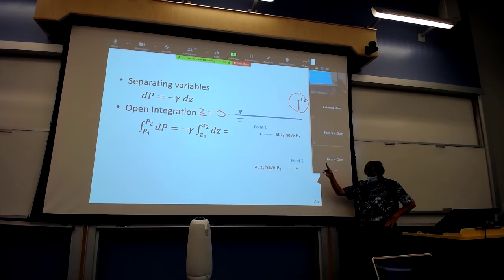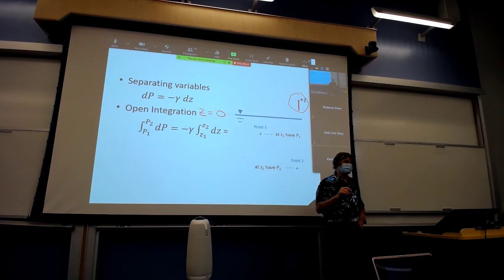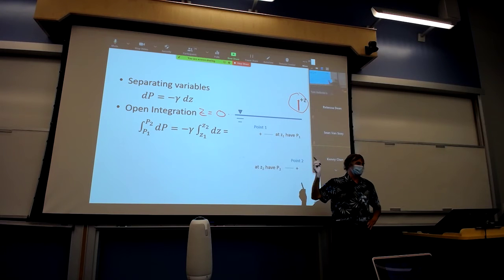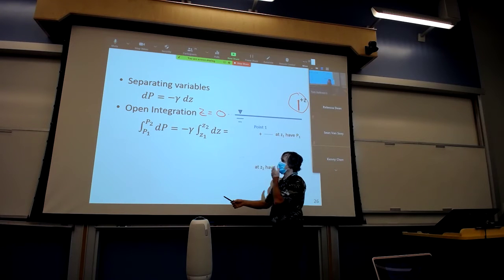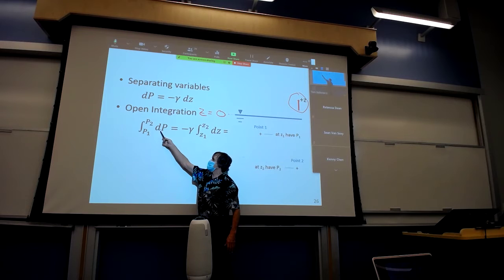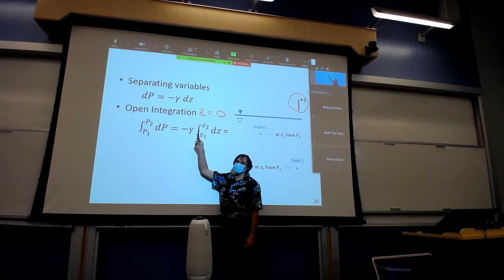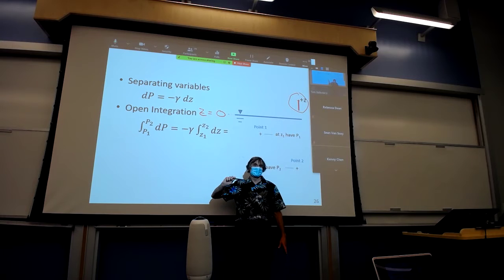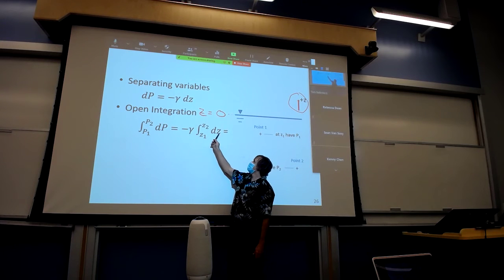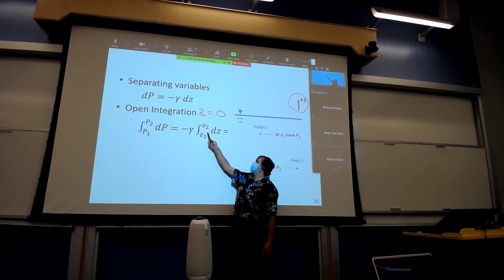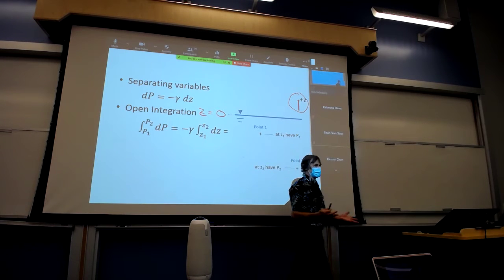So if we take the equation we developed, dP/dz is equal to minus gamma, separate variables, dP is equal to minus gamma dz, and do an open integration. We're going to integrate the change in pressure from point 1 to point 2. And when we do that, again, specific weight is a constant. It comes out of the integration. And we're going from P1 to P2, which is at Z1 to Z2. So we just perform that integration.